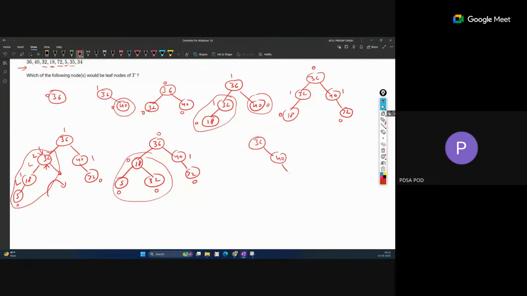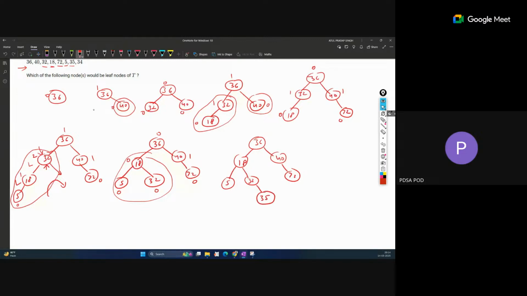40 and 72, 18 and 32. This is the current tree we have. Now we are adding 35. So 35 is smaller than 36. Now 18: greater than 36, also greater than 18, so we move to the right. Greater than 32? Yes. So 35 will be inserted here.